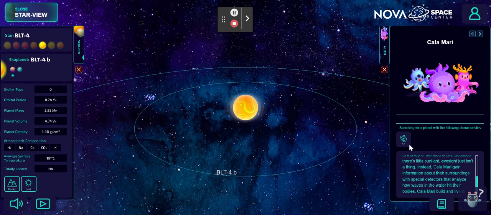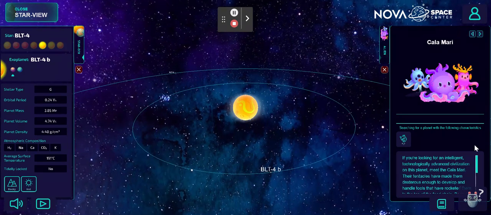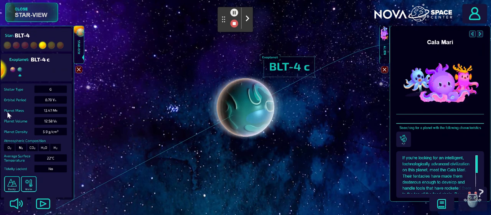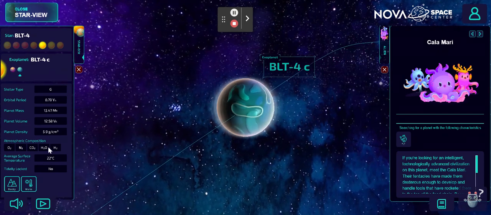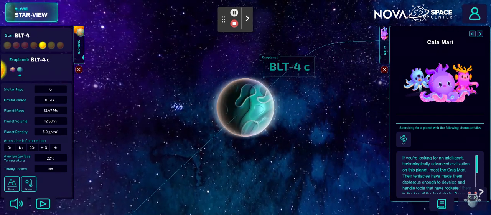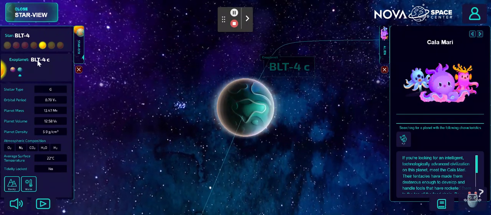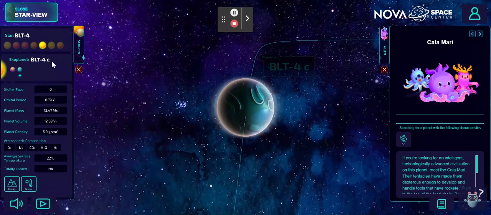This one looks like it needs water. Okay. So that's one big thing that we need to know, that you need water for this. So this first one doesn't have any water, but the second one does. So that's kind of our way of narrowing it down. So it's going to be a rocky system. So the exoplanet is BLT4C for this alien.